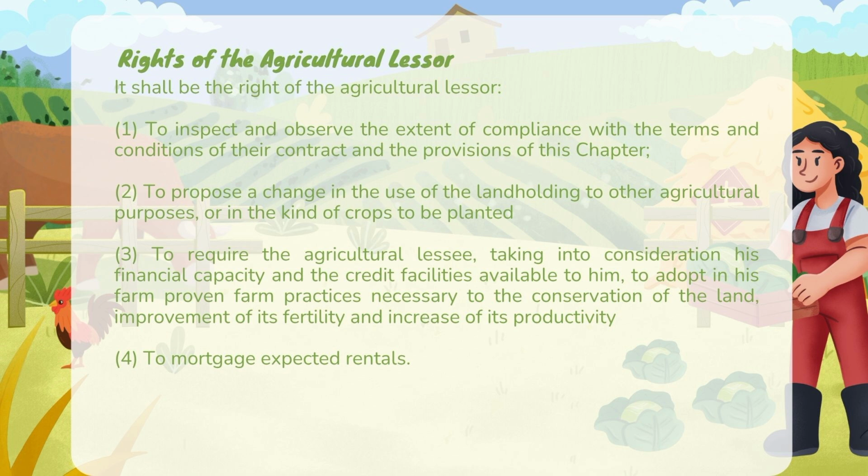Next, I'm going to discuss the rights of the agricultural lessor. But first, what is lessor? Lessor is simply the person or entity who owns a property and rents it out to someone else.